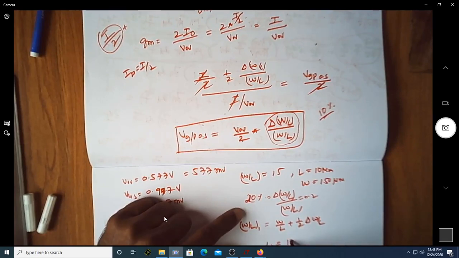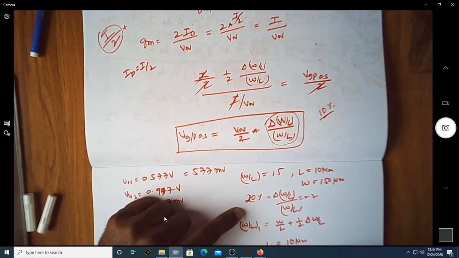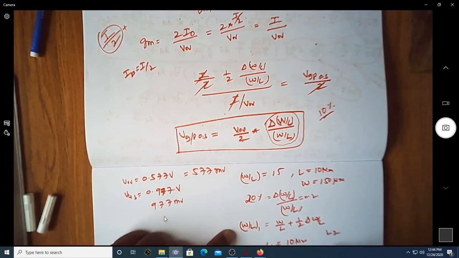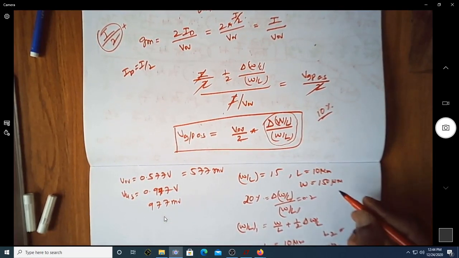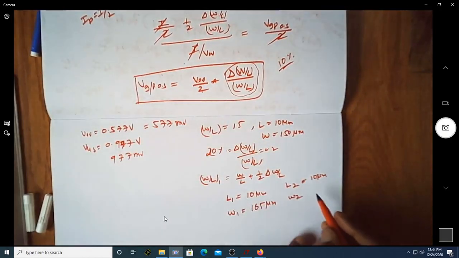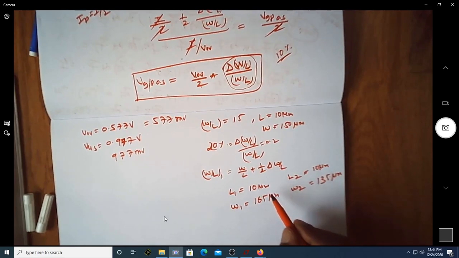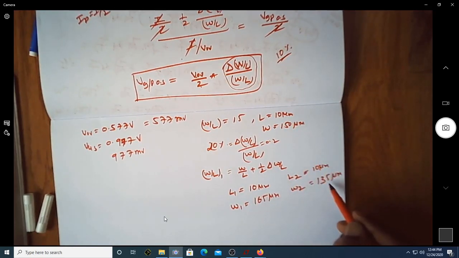Let us take L1 equal to 10 micrometer and W1, so 10% of 150 is 15. Let me make it 165 micrometer. This is for W1. For W by L of the second transistor, I want to take minus 15. So it is now 10 micrometer, and this happens to be 135 micrometer. You can see I'm increasing the width of the first transistor by 15 micrometer, which is 10%, and this is reduced by 10%. So totally you are going to have a deviation of 20%.